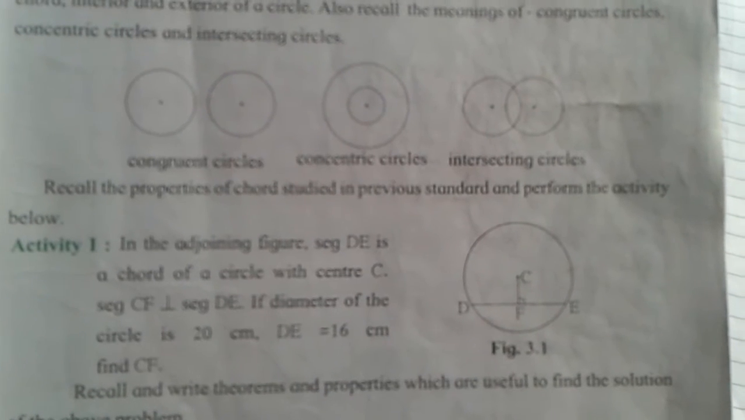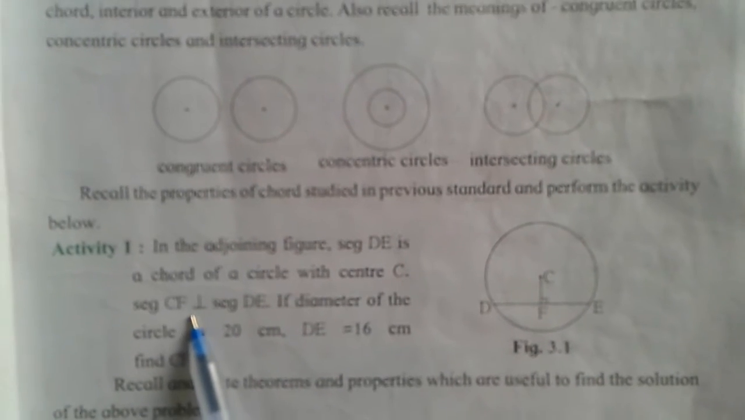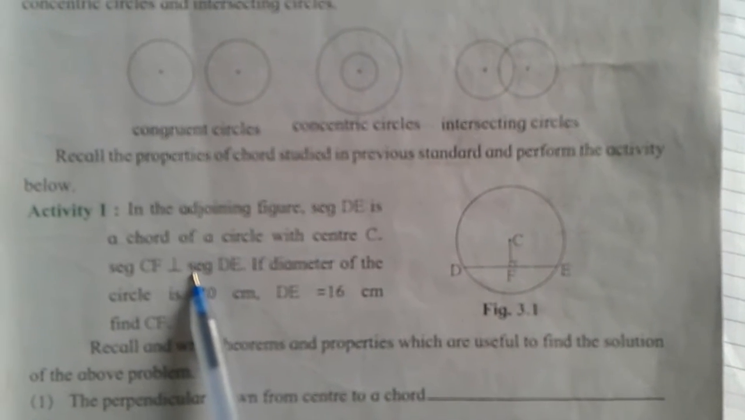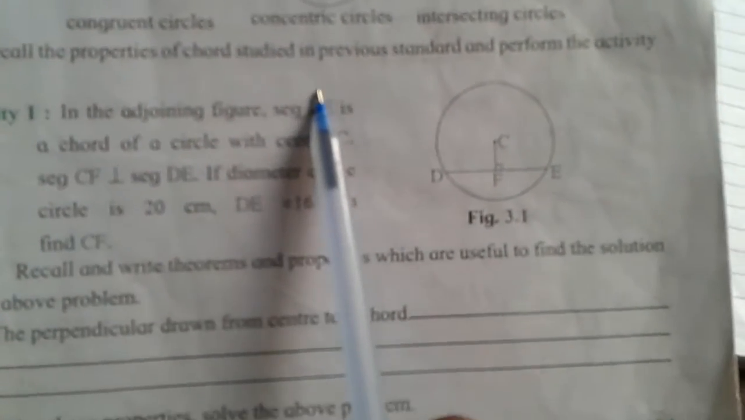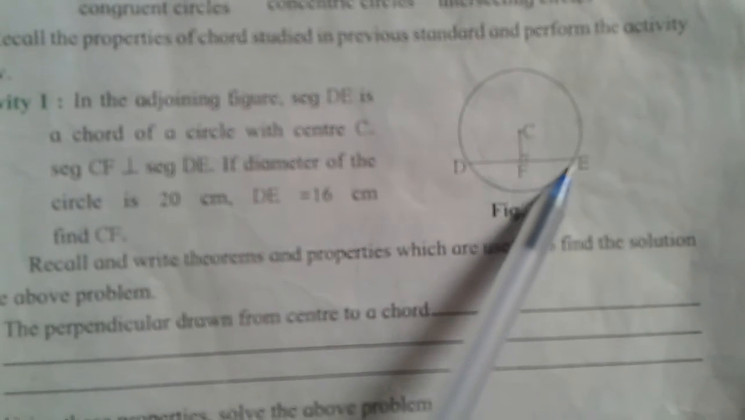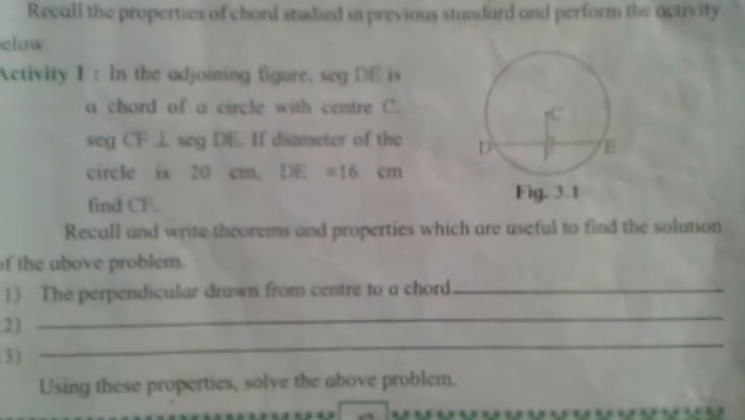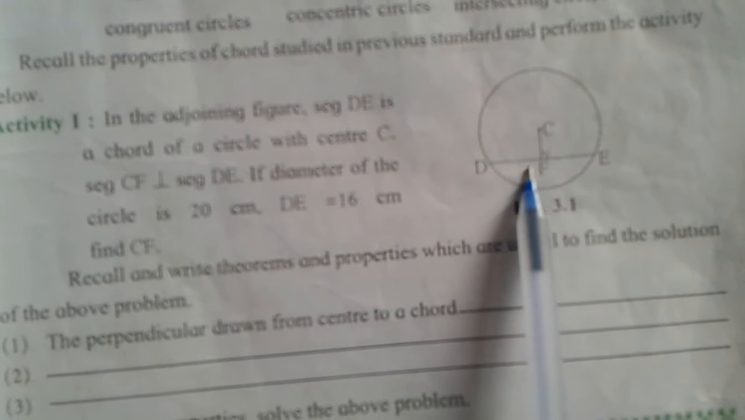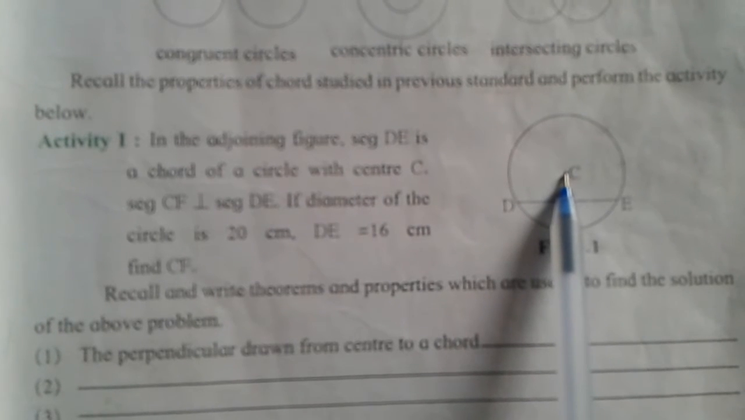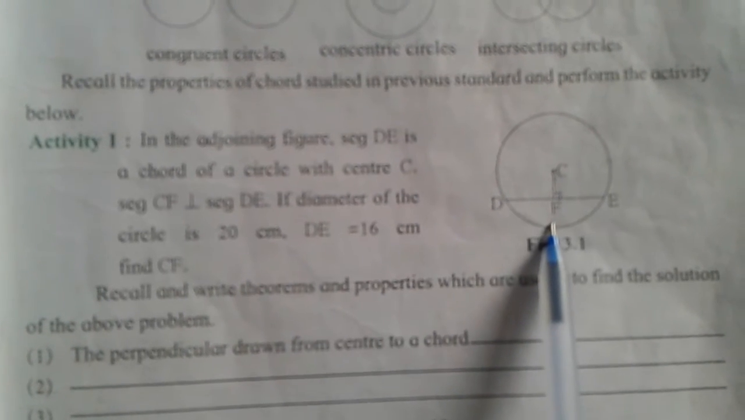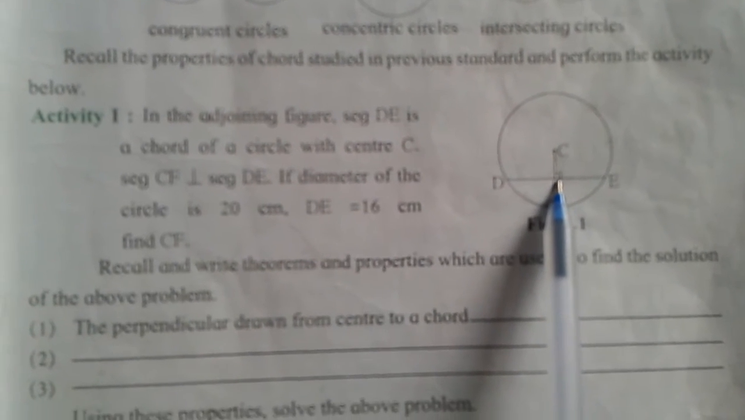So now we will have some activities. Already we have studied these concepts in 9th standard. Now we will revise here. So activity first. Here the circle is given. In this circle, DE is the chord, C is the center of the circle. From the center, a perpendicular is drawn on the chord DE. The perpendicular is at point F.